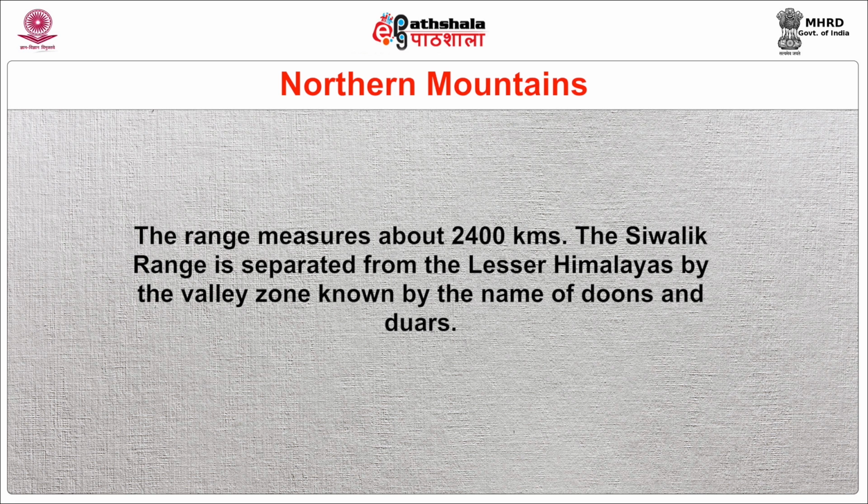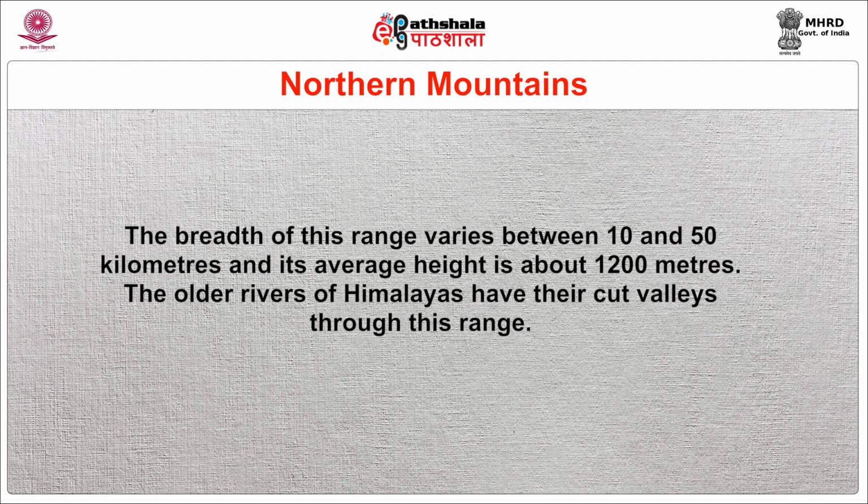The Shivalik range is separated from the Lesser Himalayas by the valley zone known by the names of duns and duars. The breadth of this range varies between 10 and 50 kilometers and its average height is about 1200 meters. The older rivers of the Himalayas have cut their valleys through this range.